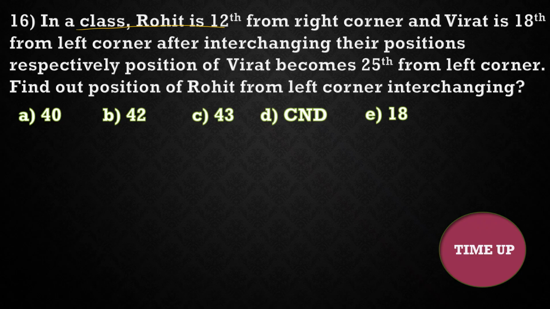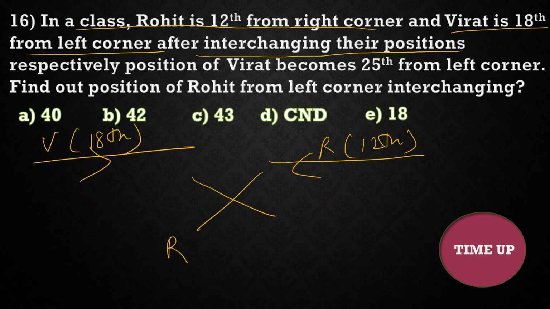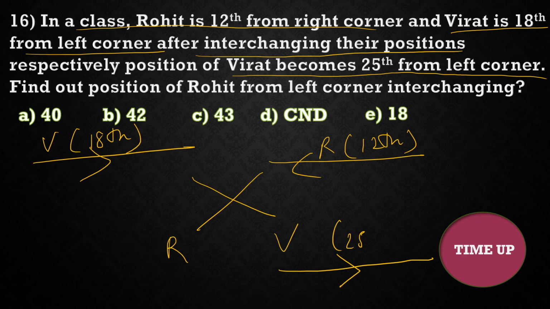In a class, Rohit is 12th from the right corner. Virat is 18th from the left corner. After interchanging their positions, Rohit will be here, Virat will be here, Virat becomes 25th from the left corner.